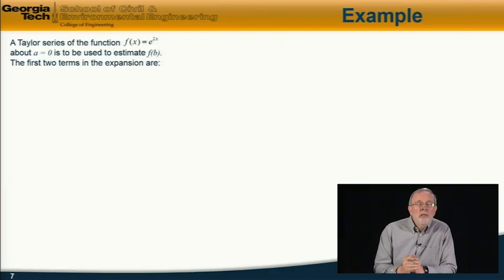Now we'll finish with an example on the Taylor series, and we want to form a Taylor series of the function f of x equals e to the 2x, about the origin, about a equals 0, to estimate the value of the function at a point B which is close to a. And the question is, what are the first 2 terms in the expansion about x equals 0?